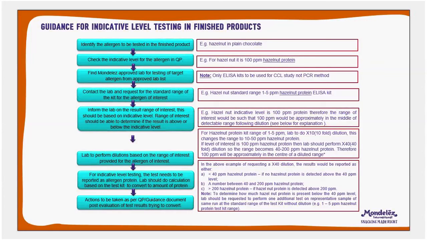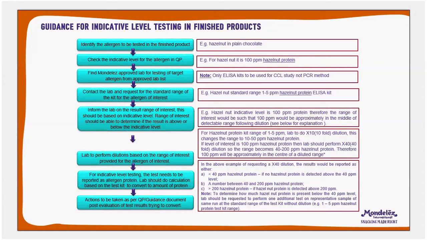So the standard range for this testing kit is 1 to 5 ppm of hazelnut protein. But of course, we're interested in the indicative level of 100 ppm of hazelnut protein. So we need to ask the lab to do some dilutions to extend their standard range. And ideally what we want is that the indicative level, in this case 100, fits somewhere within about the middle of the detectable range.